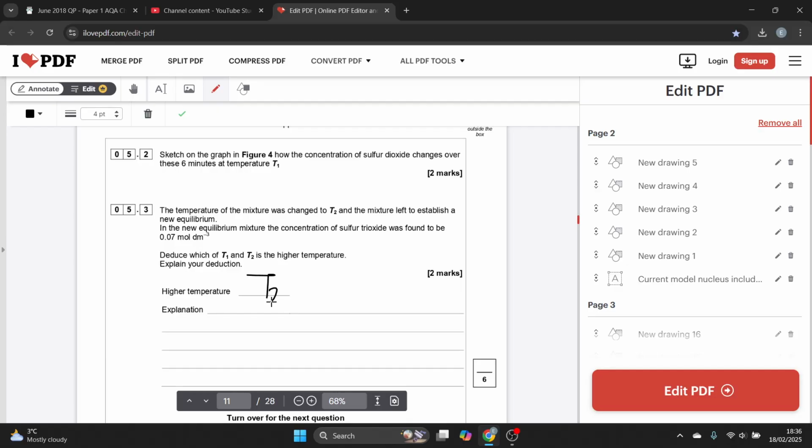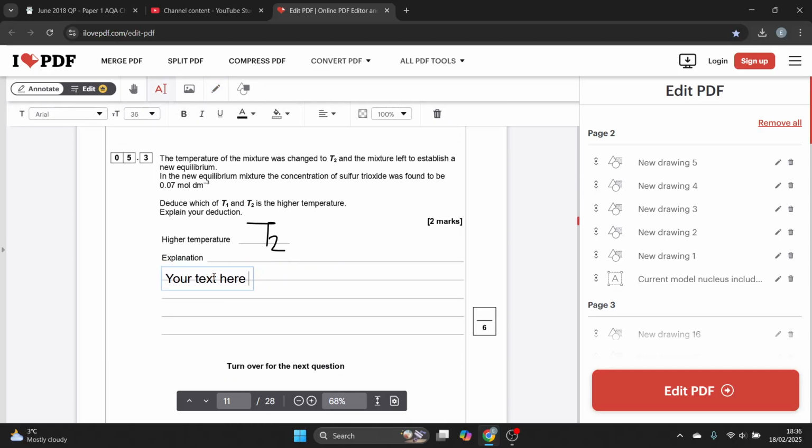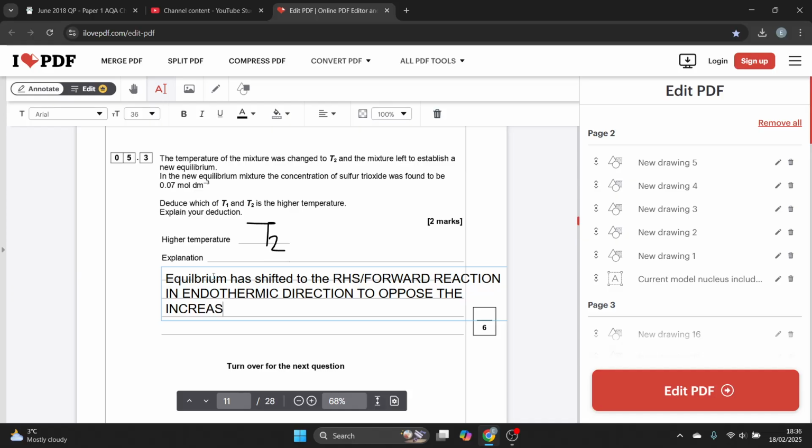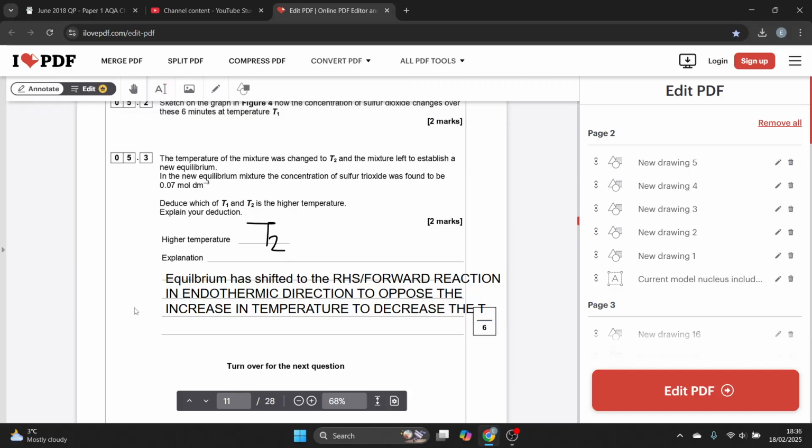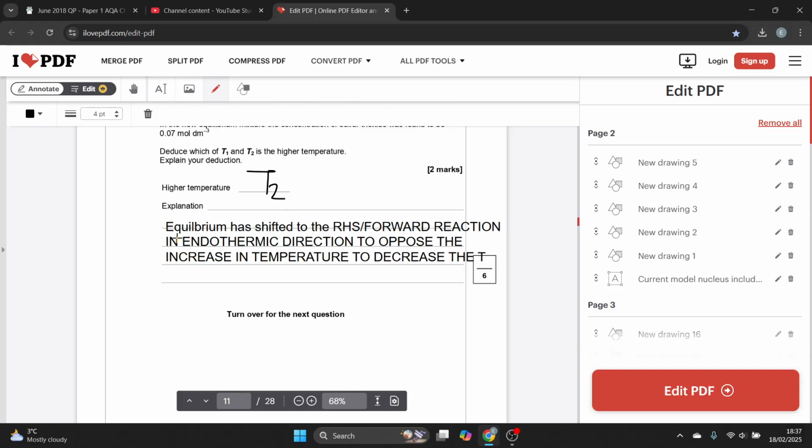T2. The reason is that equilibrium has shifted to the right hand side, the forward reaction, in the endothermic direction, to oppose the increase in temperature, to decrease temperature. Perfect.